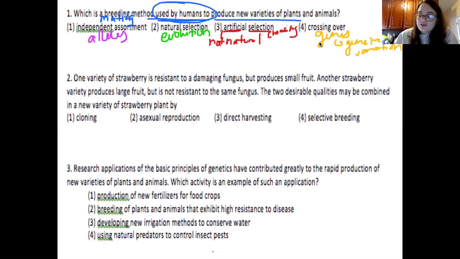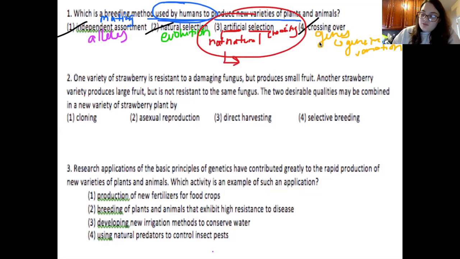Now, if we look at all of these, there's only one that humans have a direct control over. Last time I checked, we don't get to choose which alleles independently assort. We don't get to choose how evolution happens, and we don't get to choose how our genes increase genetic variation. The only thing that humans have control over out of these 4 answers is going to be 3, artificial selection.